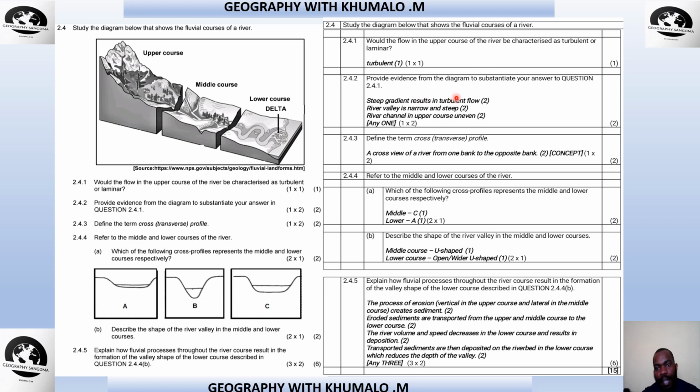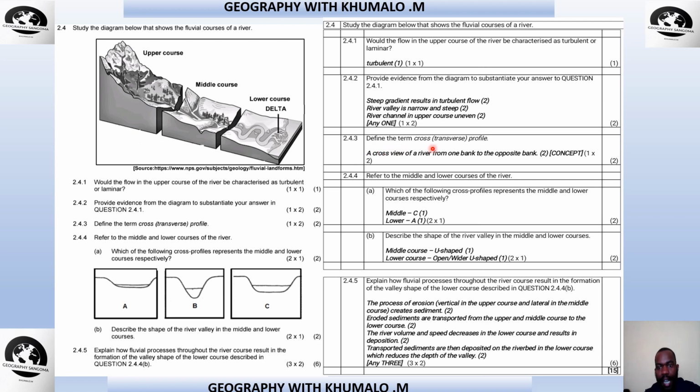Provide evidence from the diagram to substantiate your answer in question 2.4.1. There is a steep gradient, and because of the steep gradient we get a turbulent flow. The river valley is narrow and steep, so still the same thing. And you can also say that the river channel in the upper course is uneven, it is not graded.